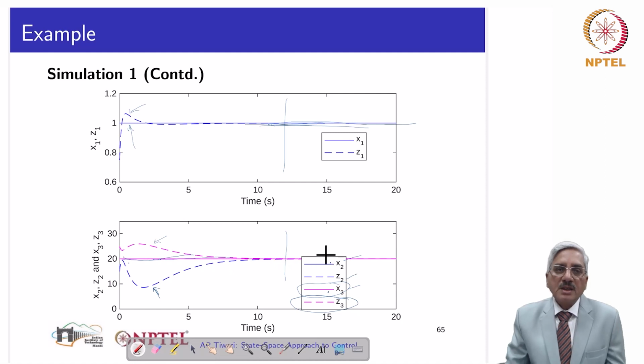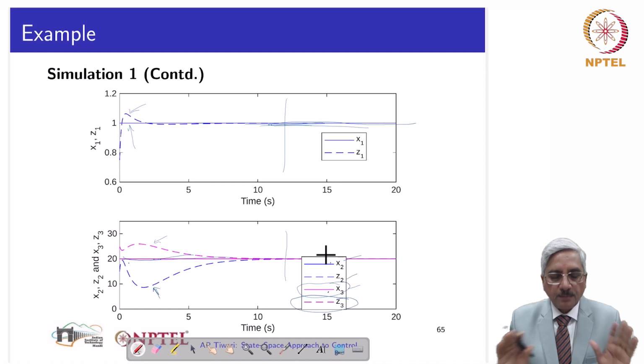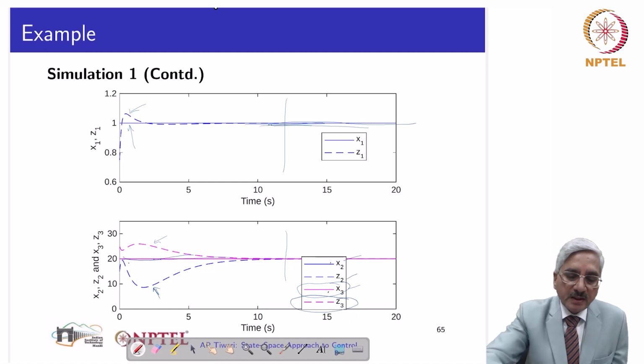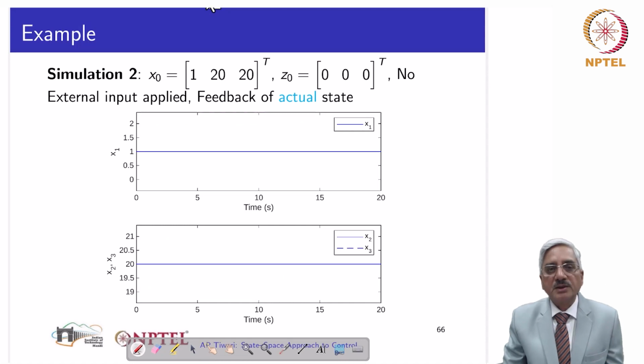So, in the absence of any external input, and if the deviation of observer states from the system states is small, we see that observer states asymptotically approach the system states. That was the intent of the design, and it happens. Now, will the same thing happen in a different scenario? That is done by this simulation.